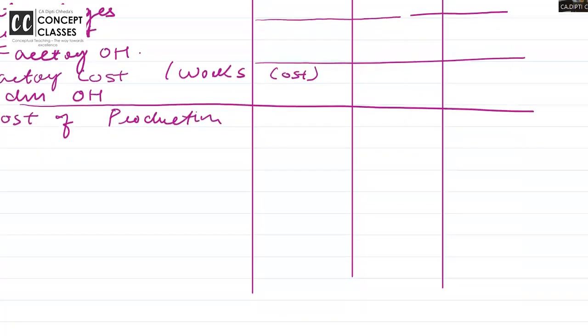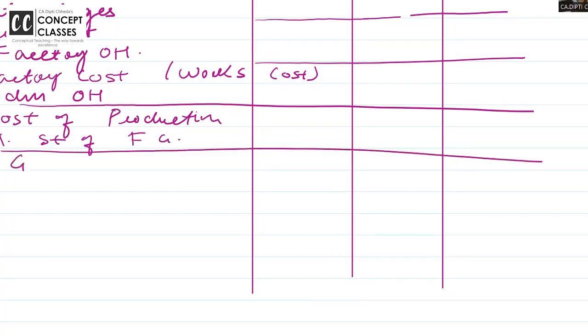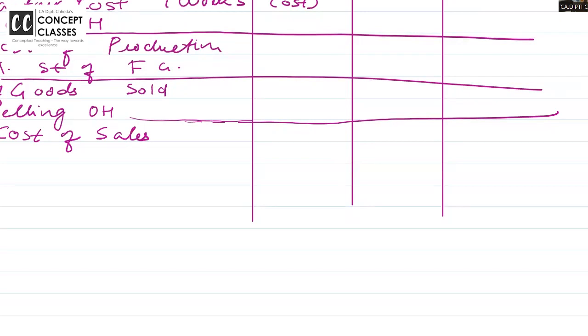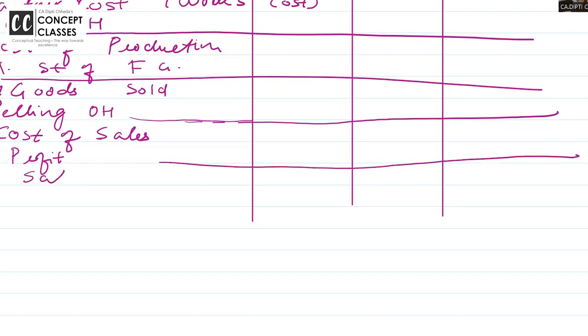I want you to make it like this format in exam. Ma'am, kaise pata chalega kaise banana hai? So you've read the problem. There is no opening finished goods. So directly whatever is produced less closing stock of finished goods, so you have the cost of goods sold. Add selling overhead, cost of sales, add profit, and you get the sales.